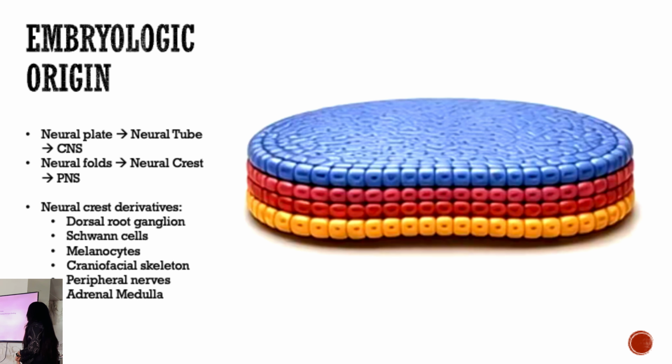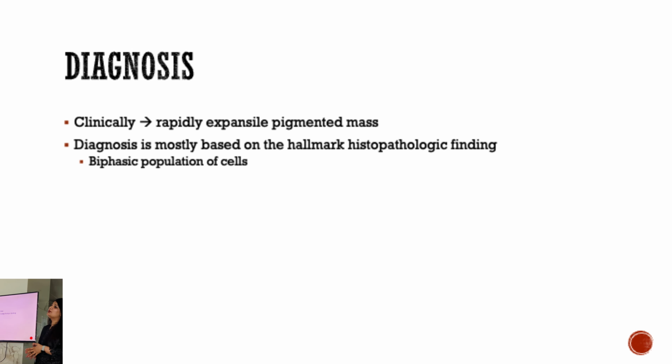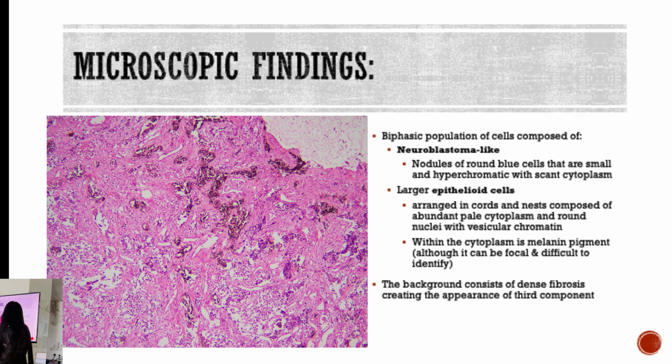So, how do we diagnose this entity? Clinically it presents as a rapidly expansile mass, but mostly the diagnosis is based on the hallmark histopathologic finding, which is the biphasic population of cells. I've already explained this whole thing, but this was actually our case, and now you can implement your knowledge, seeing the biphasic population, and if you see it anytime in the coming years, you would not take more than a minute to identify the case. It does have some background dense fibrosis, which creates a look of a third type of population, but actually it has two populations.